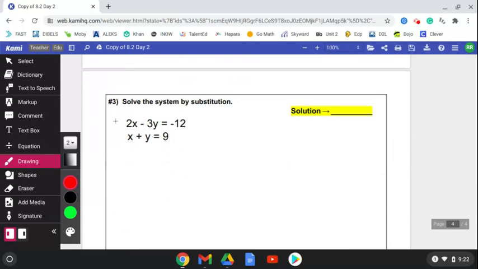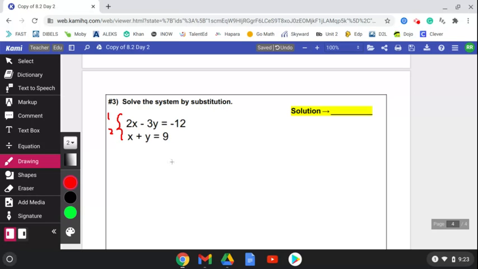Okay, last one here, number 3. So looking at the equations, the top one's equation 1 and the bottom one's equation 2, do you already have one of the equations solved for x or y? Like, does one of them say y equals something? Or does one of them say x equals something? Nope. X and y are on the same side in both of these equations.